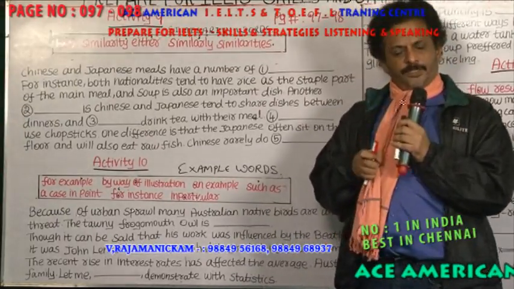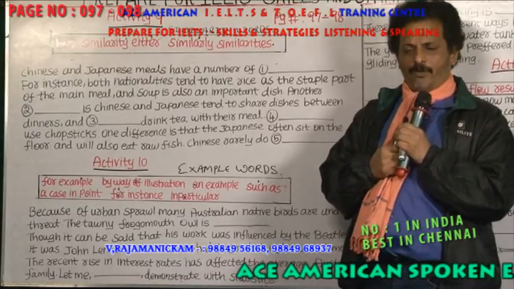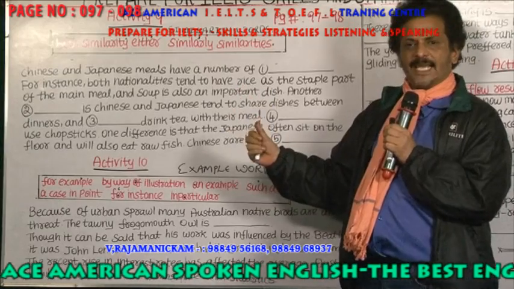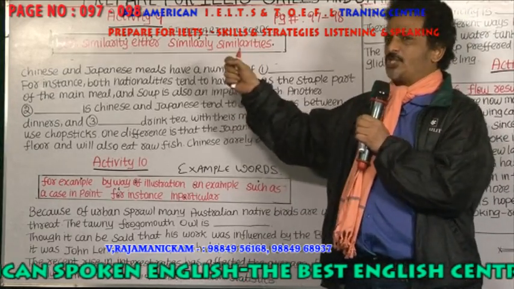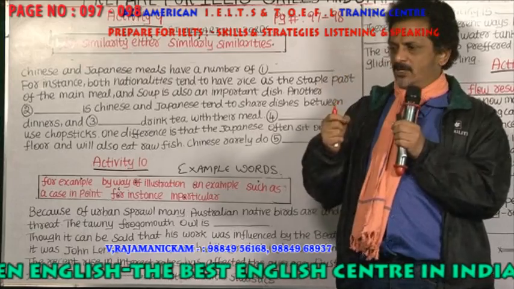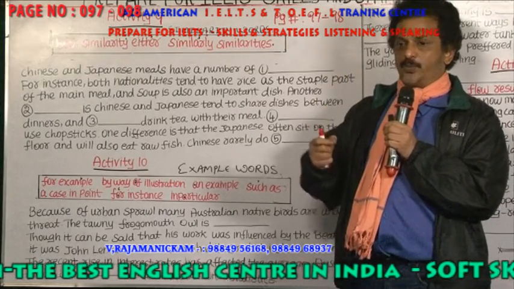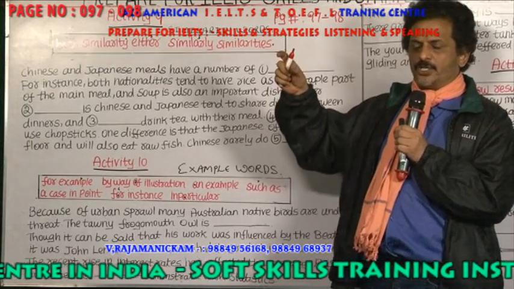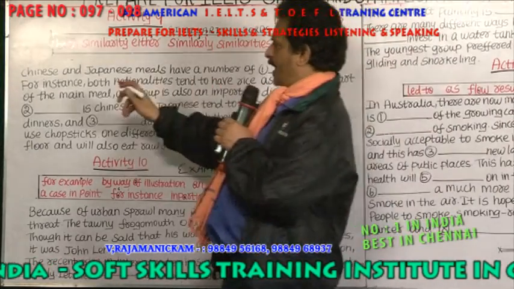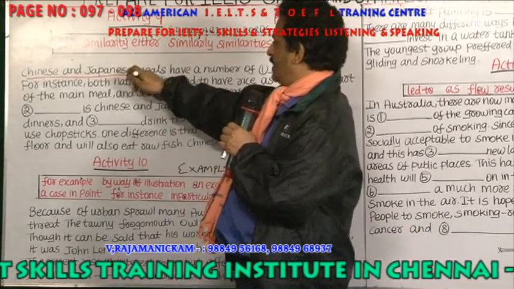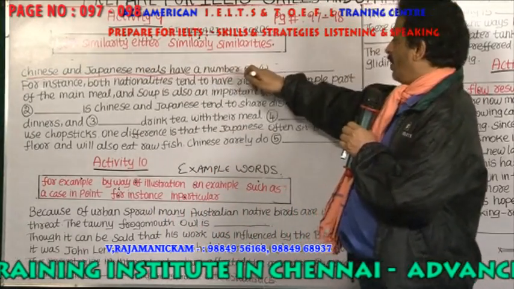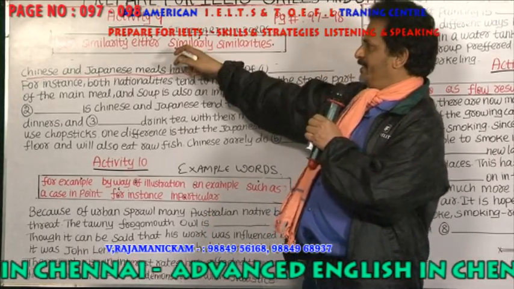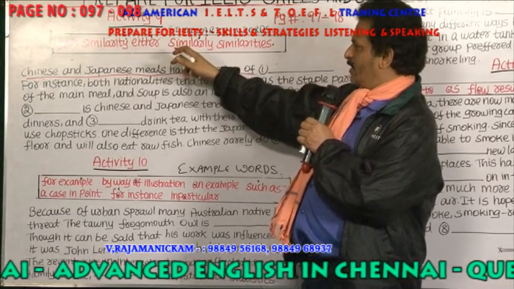Dear folks, now let us go in for this speaking topic. See, a gentleman speaks like this. He compares the Chinese eating etiquettes or eating manners or eating styles with the Japanese eating style and manners. So you find all the words which are used for similarity. See here, Chinese and Japanese meals have a number of dash. So you have to use one word. Is it both or similarity or either or similarly or similarities?